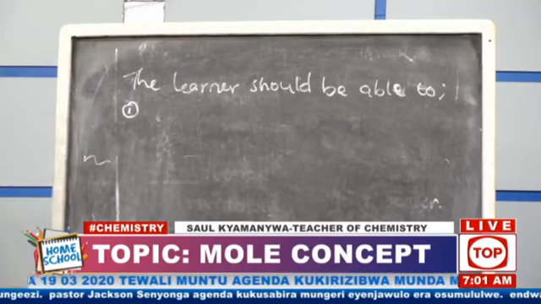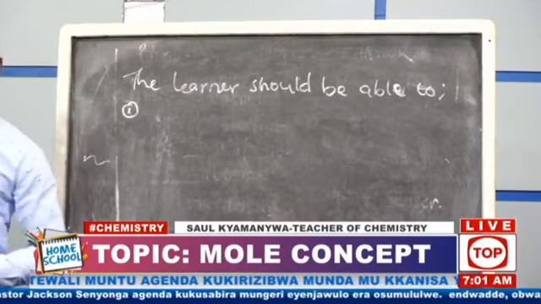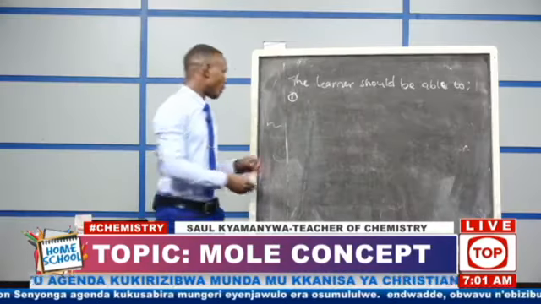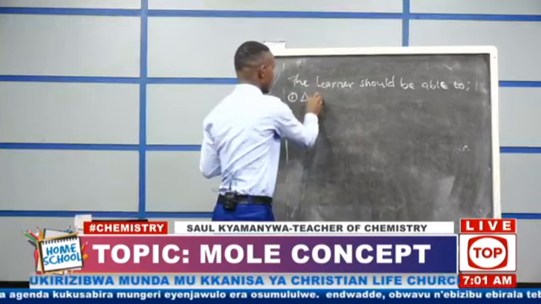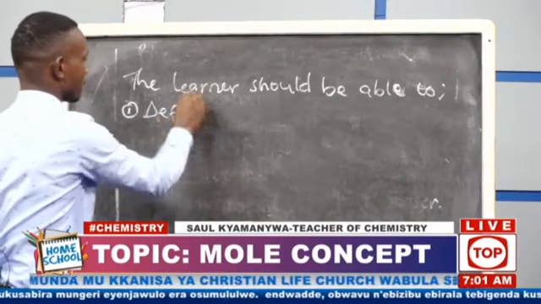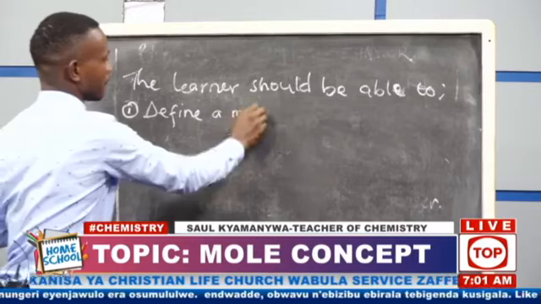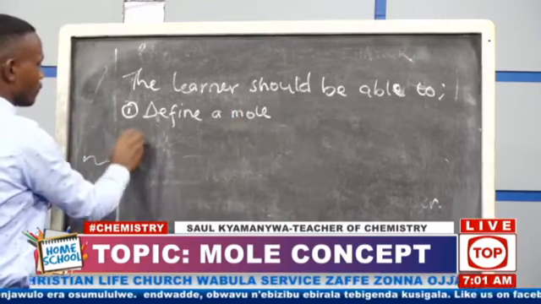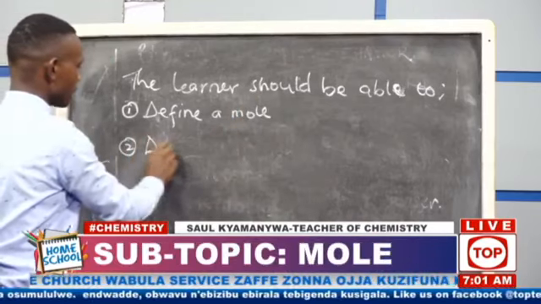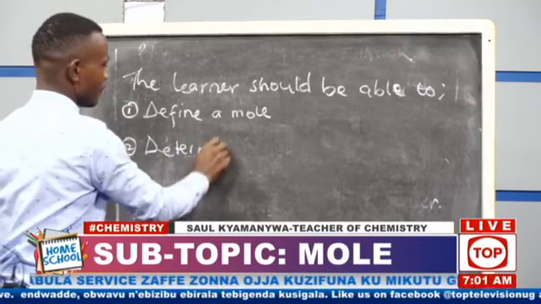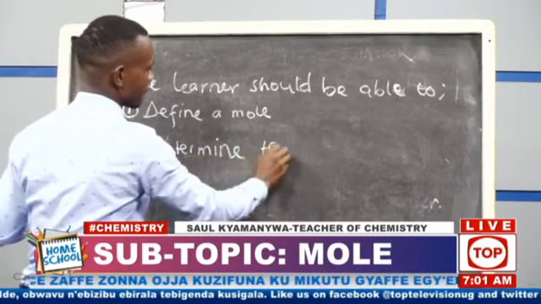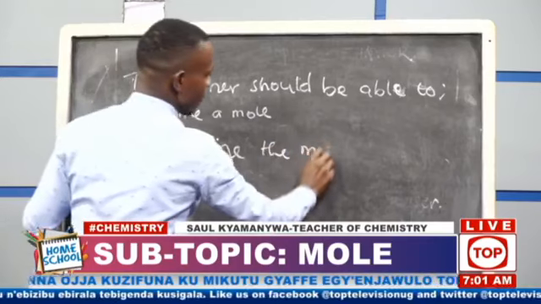the learner should be able to achieve two things. One, should be able to define a mole. Two, determine the molar mass.